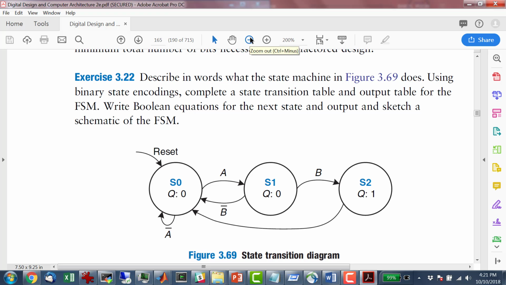Okay, so we could build this thing by creating a table, a next state table. First of all, how many bits do we need? We've got 3 states, so we need at least 2 bits that make up our state. So we have state, and then we've got A, then we've got B, and then next state.